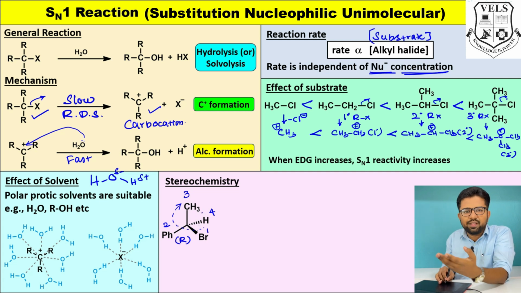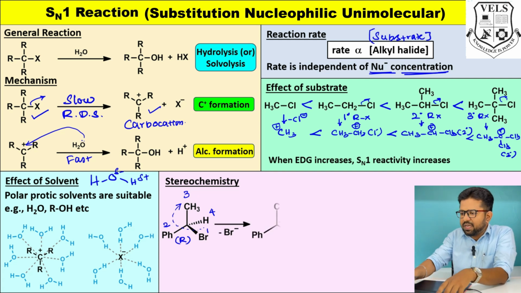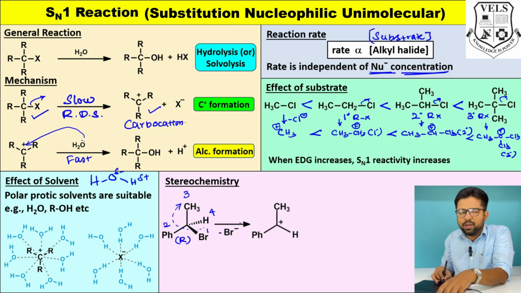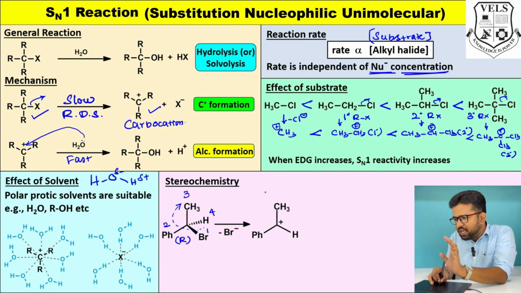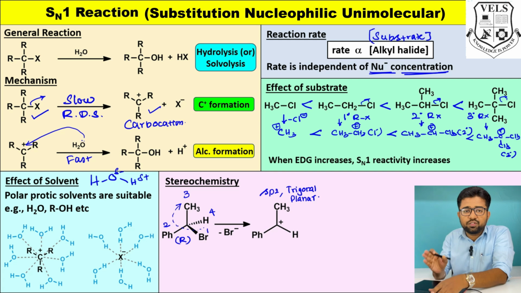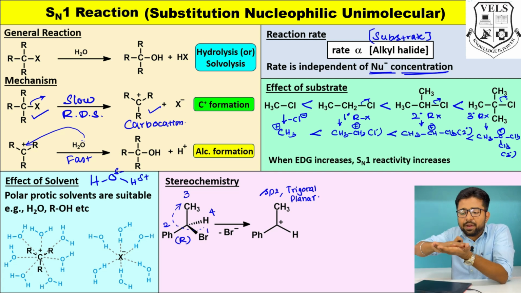Once again, you need to look at the rate of the reaction. What is the rate of the reaction? That is the formation of the carbocation, which is the rate determining step. So here Br minus, that is bromide, is removed. As a result, a carbocation is formed. And this carbocation is sp2 hybridized. What is the geometry of a carbocation? That is trigonal planar. And this carbocation occupies trigonal planar geometry.